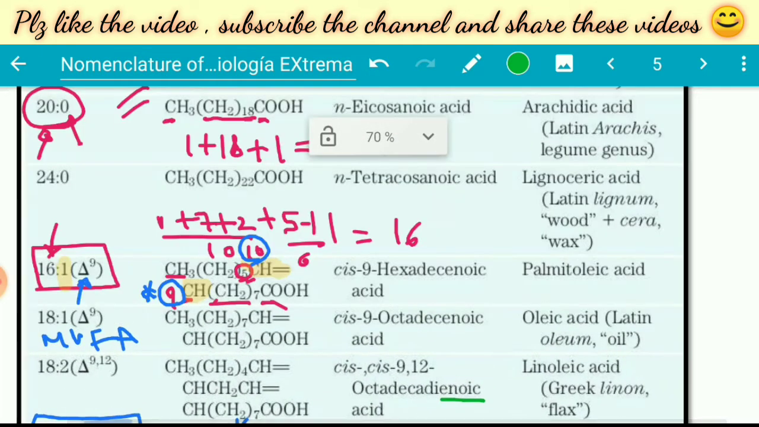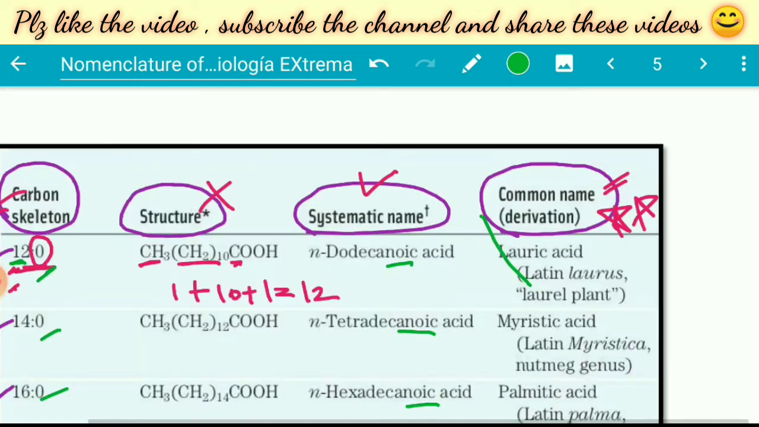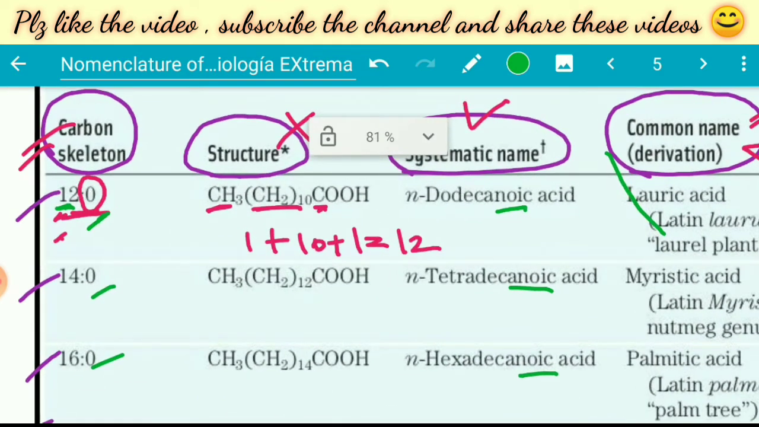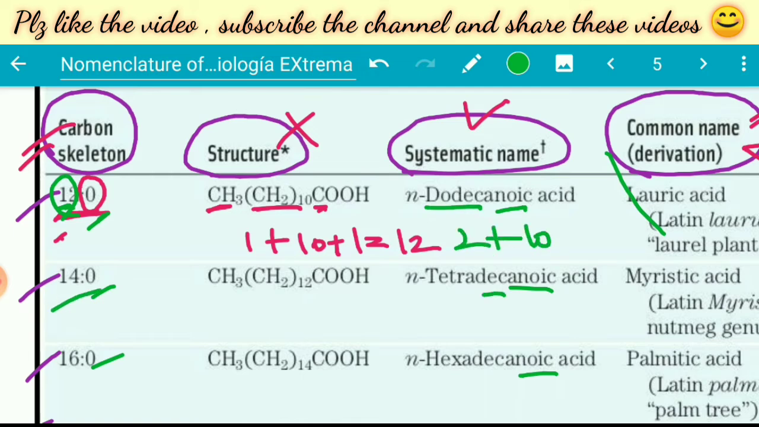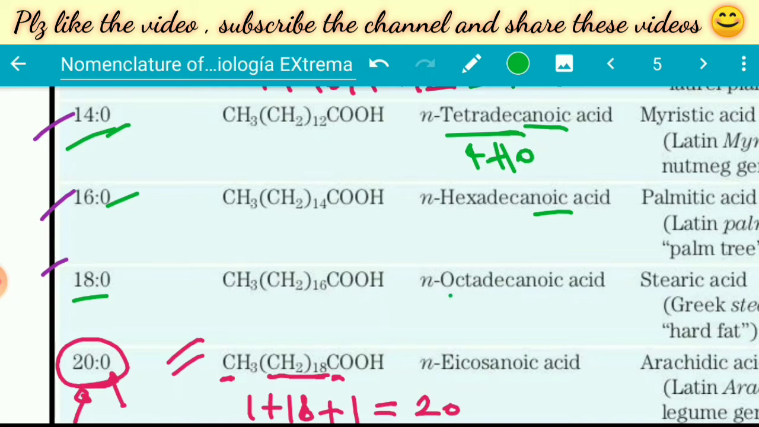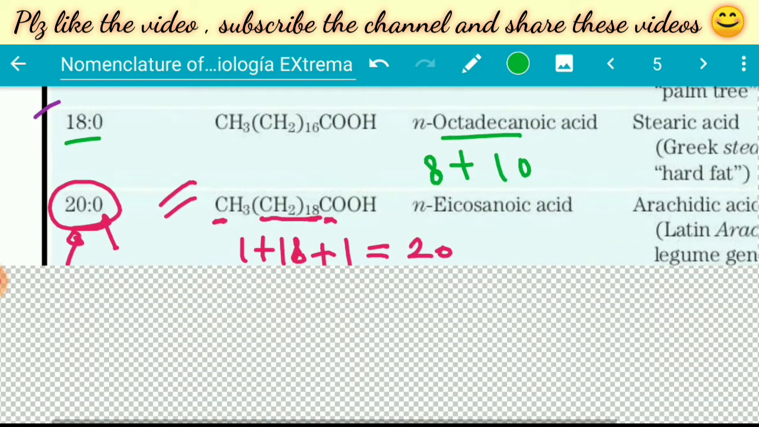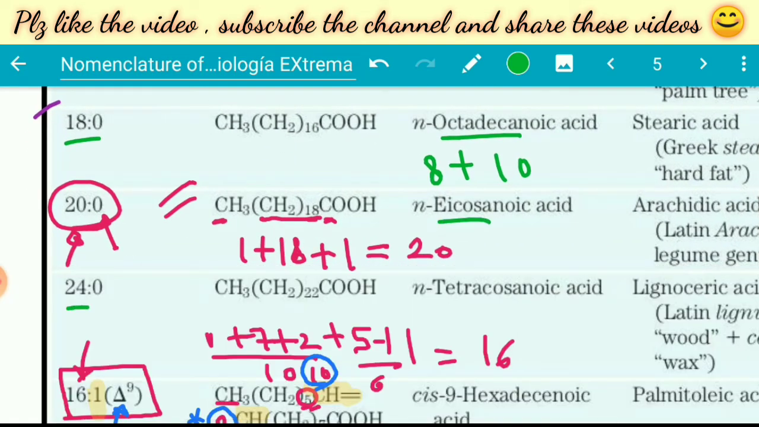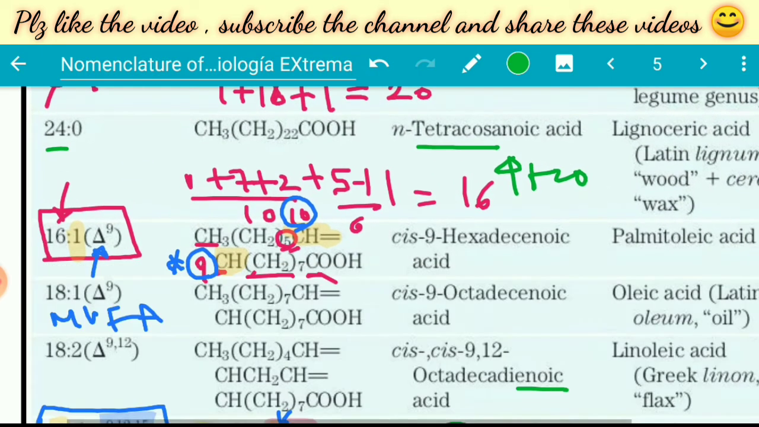Now look at the number, as I told you, this has 12 carbon atoms. So look at this, dodeca means 2 plus 10. 14 is 4 plus 10, tetra plus deca. If it's 18, 8 plus 10, octadeca. If it's 20 it's eicosa. If it's 24 it's tetra eicosa, 4 plus 20, so it's very easy.